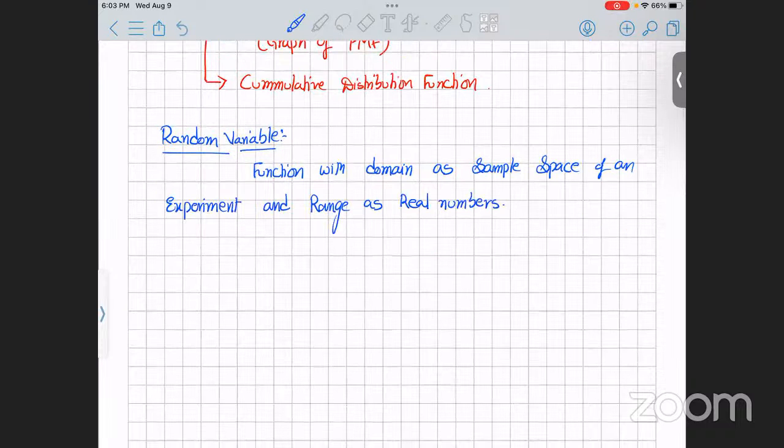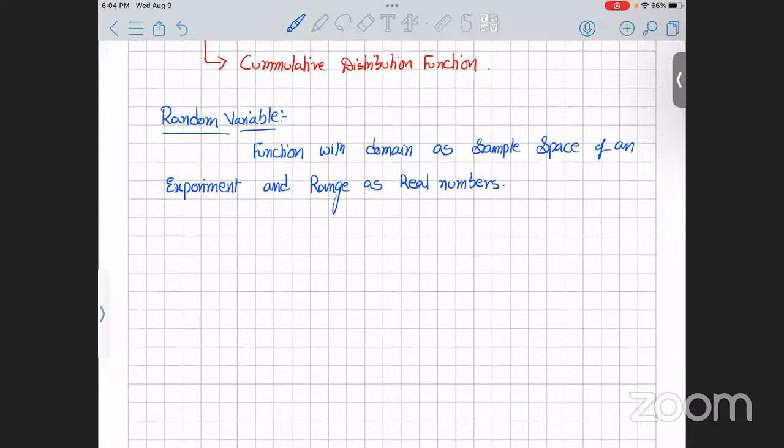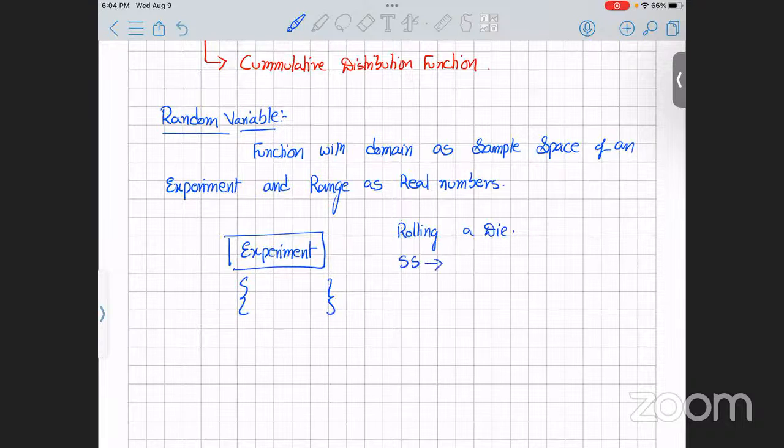This definition is very difficult to understand, but let us simplify it. Listen carefully. Suppose there is an experiment, and it has some sample space. Let us suppose rolling a die. What is the sample space? The sample space is 1, 2, 3, 4, 5, 6.